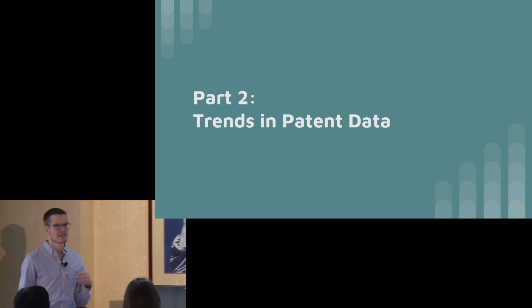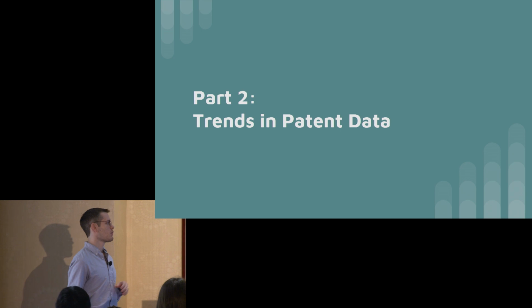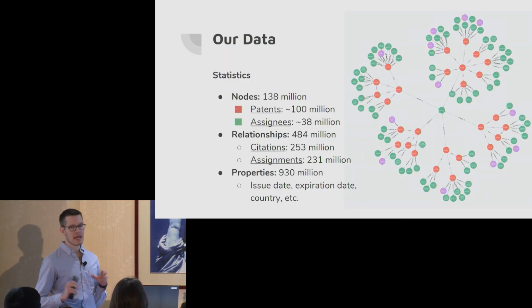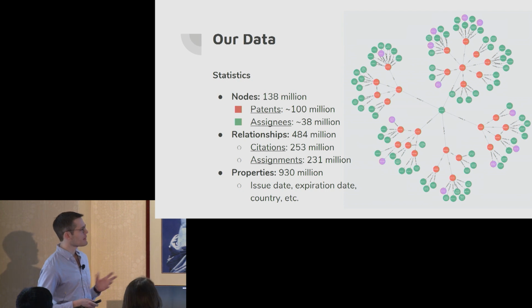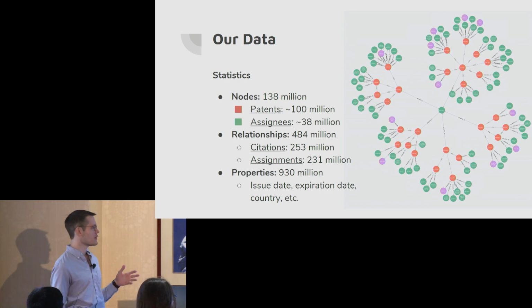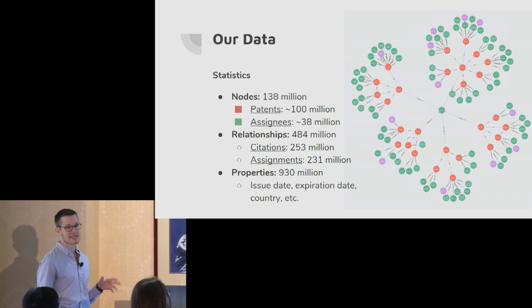So this talk bills as talking about highly connected and exponentially growing data. I want to be able to quantify that for you a little bit. So in our database, we ended up with about 140 million nodes, 100 million or so of which were patents themselves. The other 40 million were assignees.